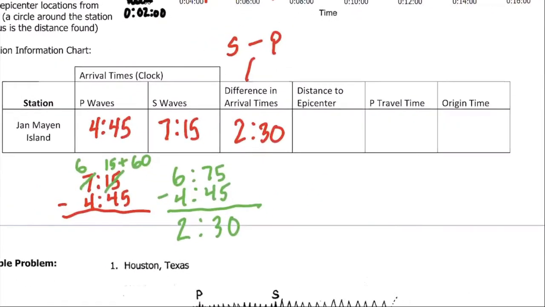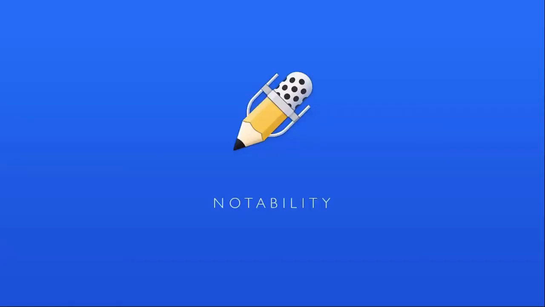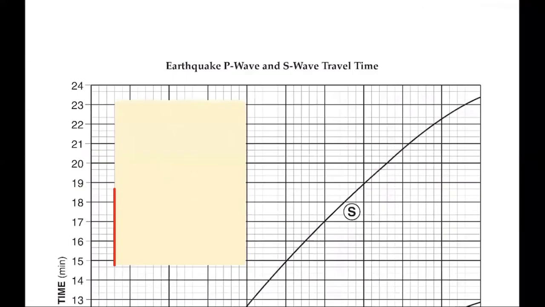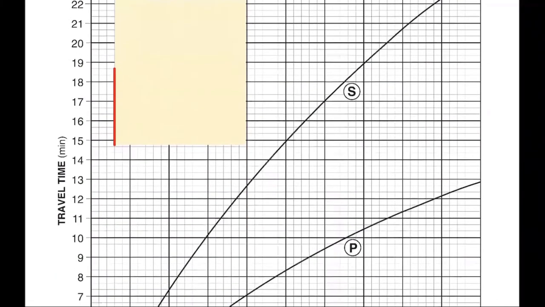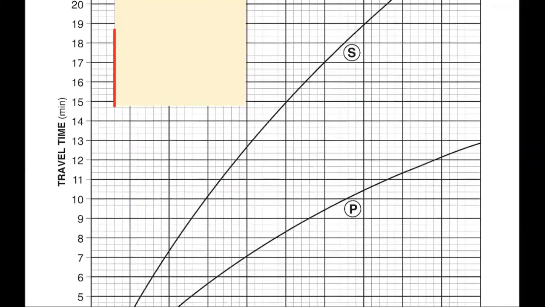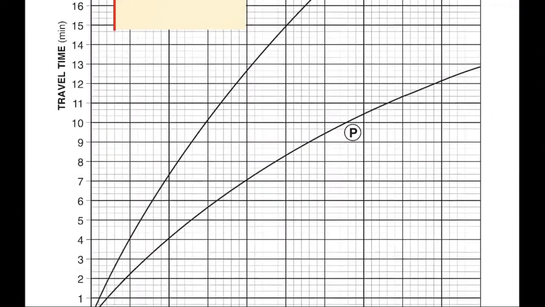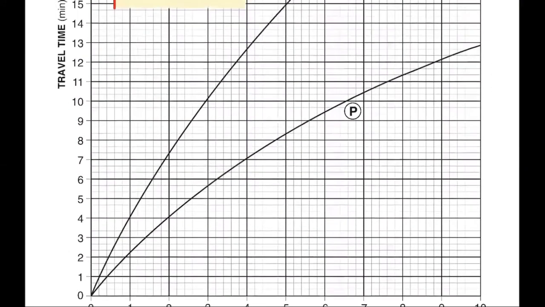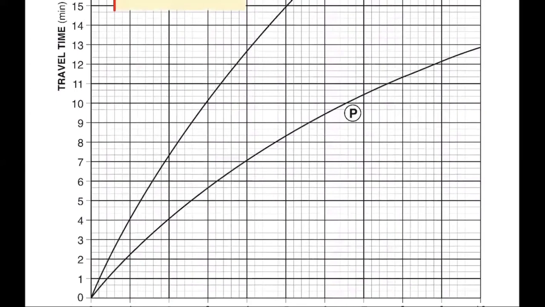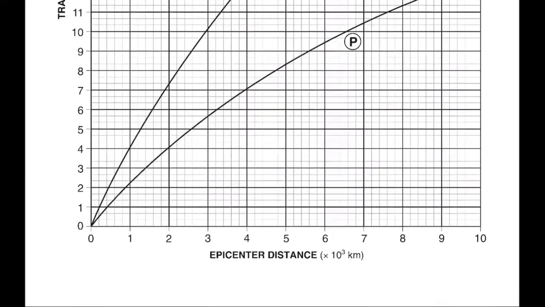Now, to find the distance to the epicenter, this is where you've got to use the chart that I had you download. Hopefully you printed it. There are ways to do this digitally, which you're about to find out, but it doesn't necessarily work as smoothly. So the first thing we've got to do is take that 2 minutes and 30 seconds and use this chart to find out the actual distance of that place to the epicenter.